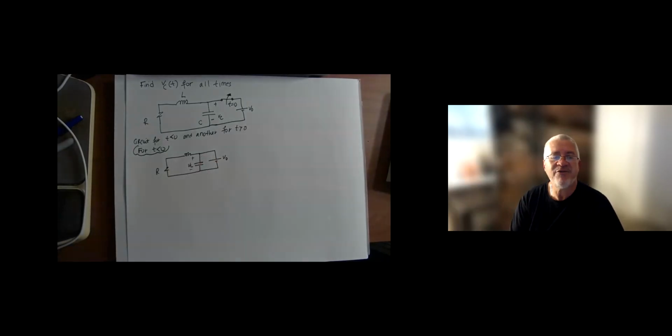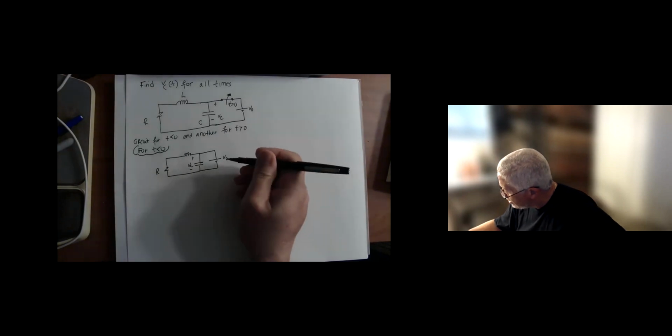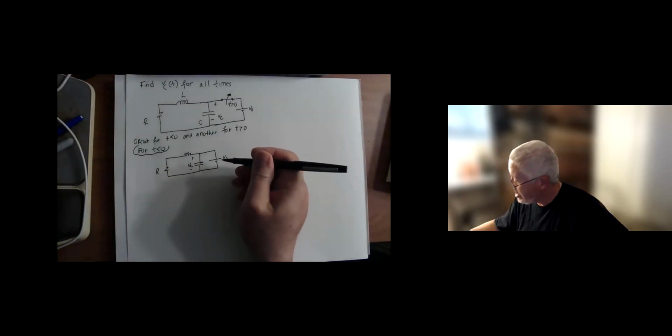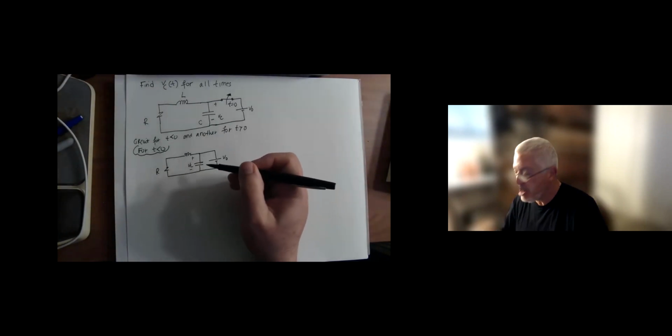Okay, with the voltage across the capacitor being VC. All right, so that's for t less than 0. So this is a circuit that has been like this, and this is a battery, so this is constant. It's been like this for a very, very long time.